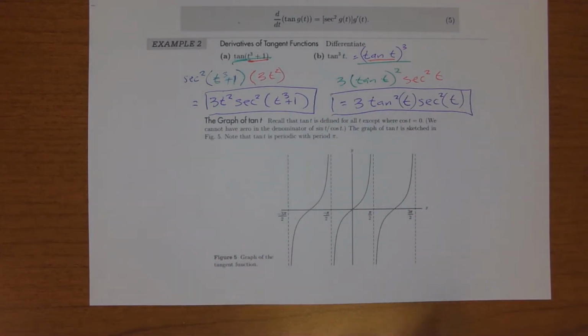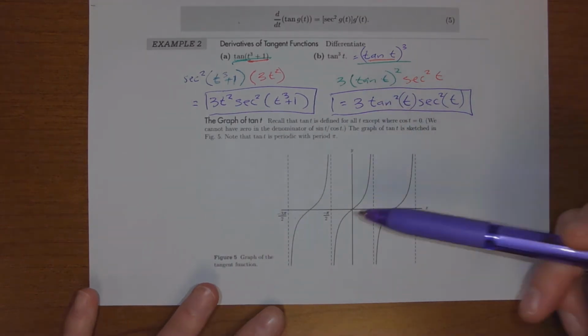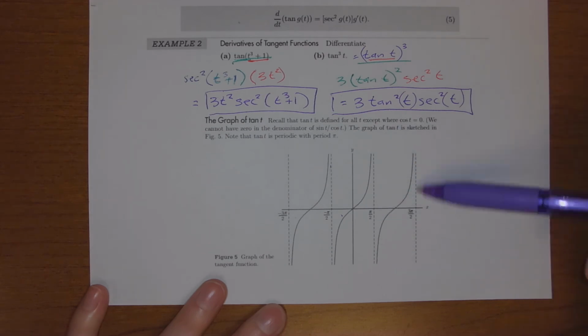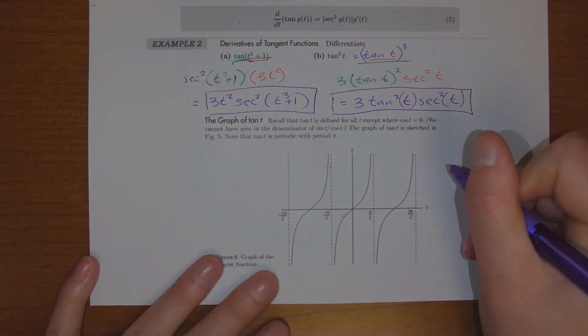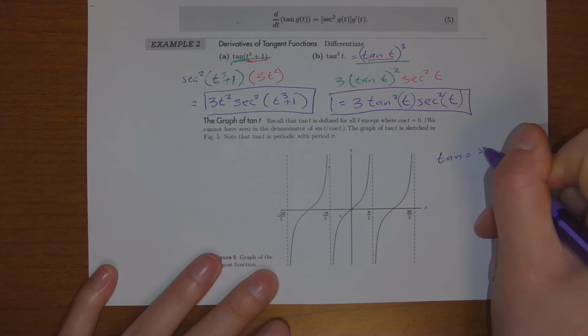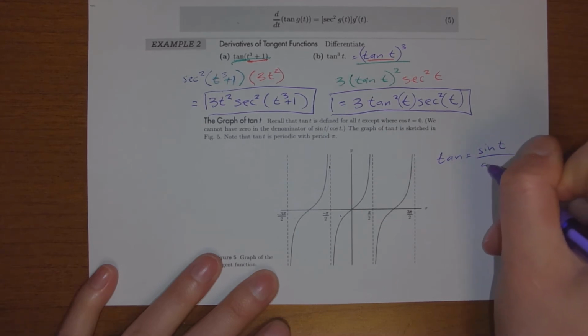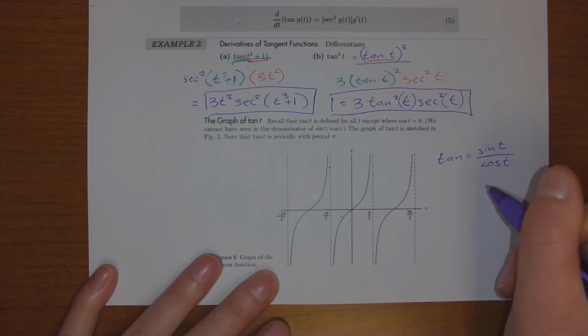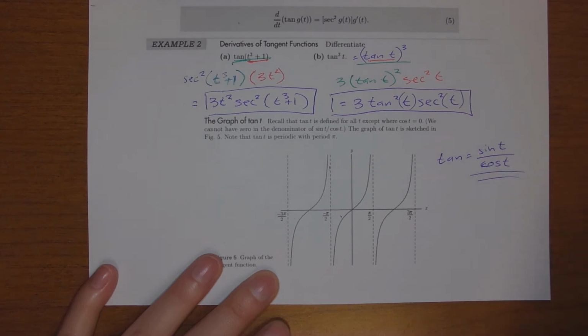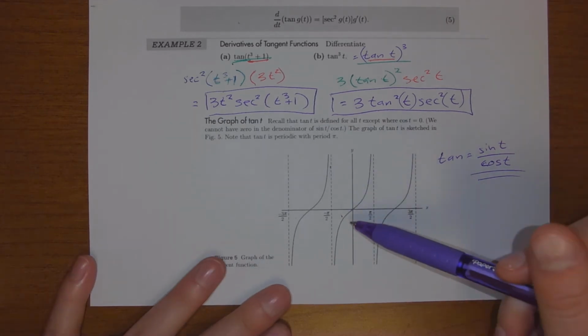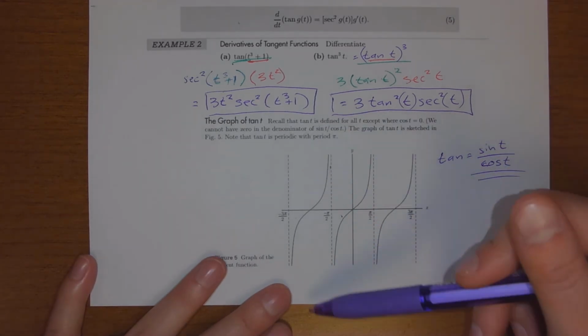Alrighty. Last thing, might as well touch on here. The graph of a tangent function has a bunch of asymptotes. This is due to the fact that tangent equals sine of t over cosine of t. Whenever cosine equals 0, I'm all of a sudden getting a divide by 0 scenario, which breaks the function and gives me a vertical asymptote.